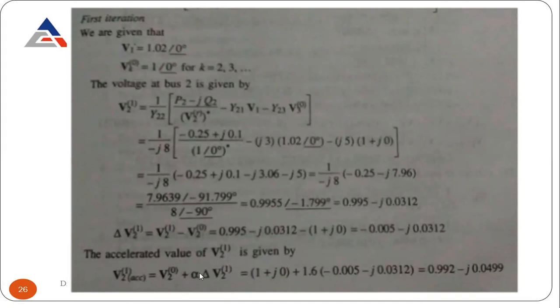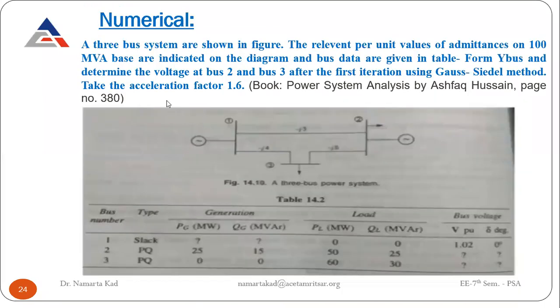And so one more factor, that is the accelerated value for V2^(1) is now given as, use this formula to calculate the accelerated value, that is the initial value plus alpha into delta V. Okay. So this is the initial value. This alpha is given in the question, the acceleration factor. Okay, this one, acceleration factor, it is given here as 1.6. Okay.